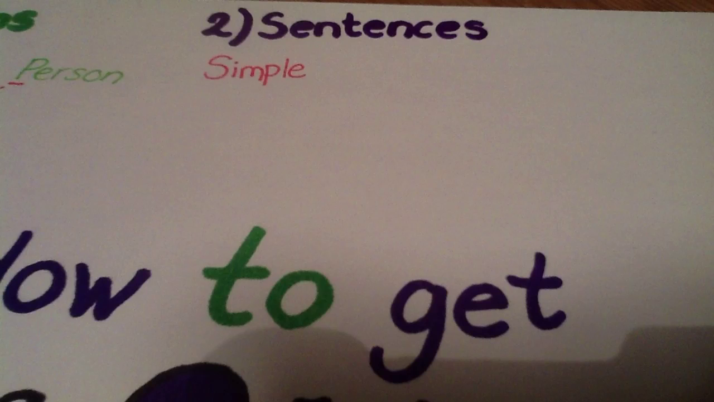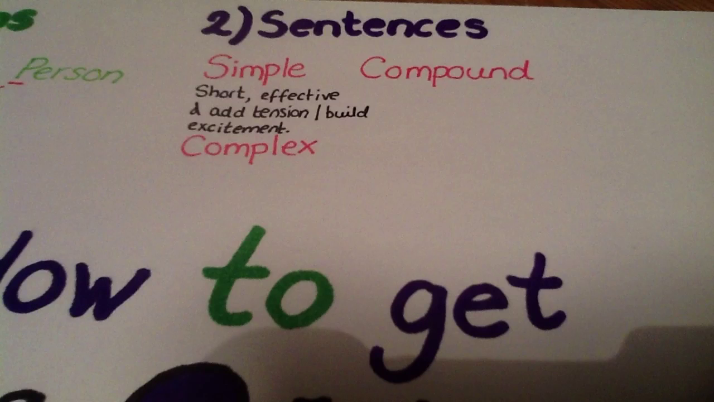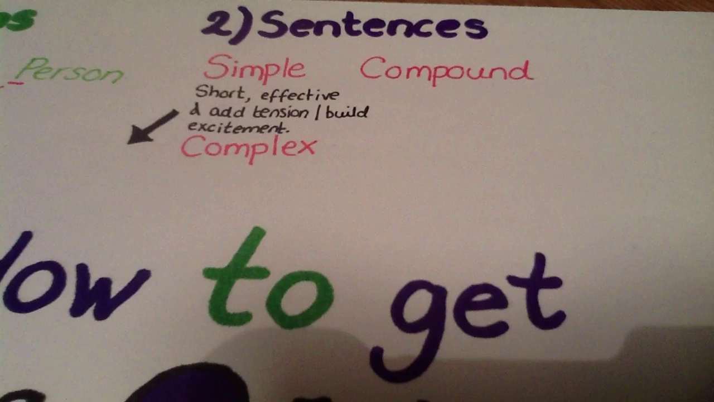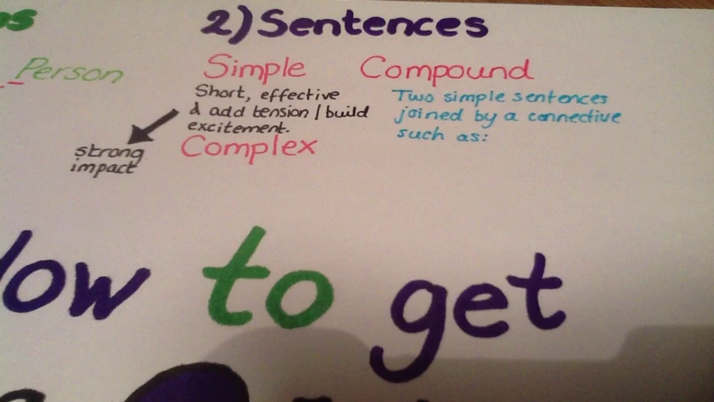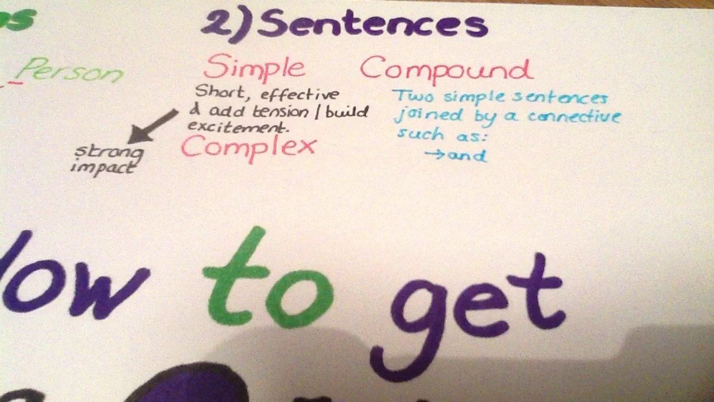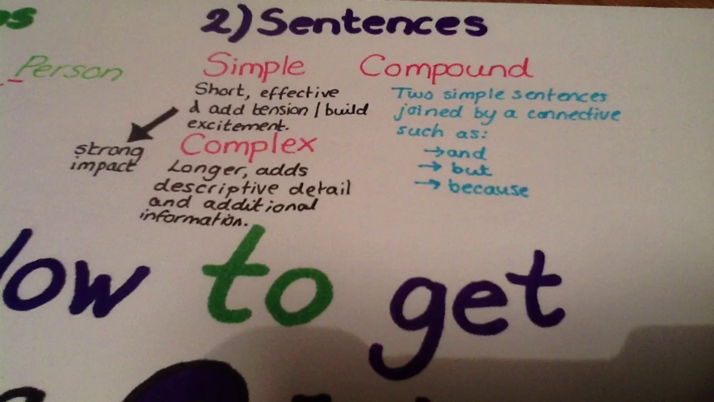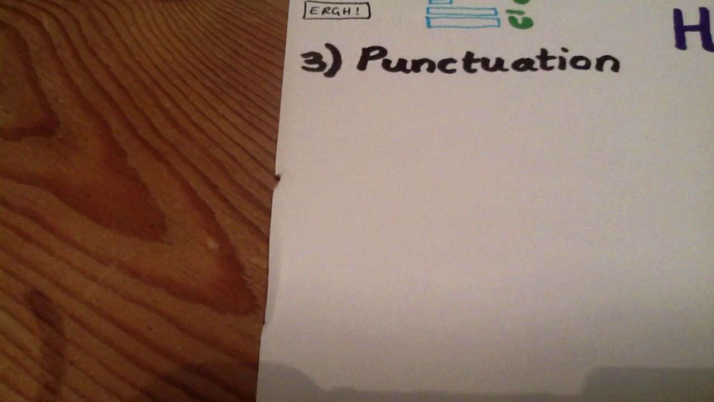Second, sentences. There are simple sentences, compound and complex. Simple sentences are really short, effective. They build tension or excitement or highlight big ideas. Compound sentences, they're two simple sentences joined by a connective such as and, but, because, and there are lots of others. Complex sentences are the really long sentences that add lots of descriptive detail and additional information.